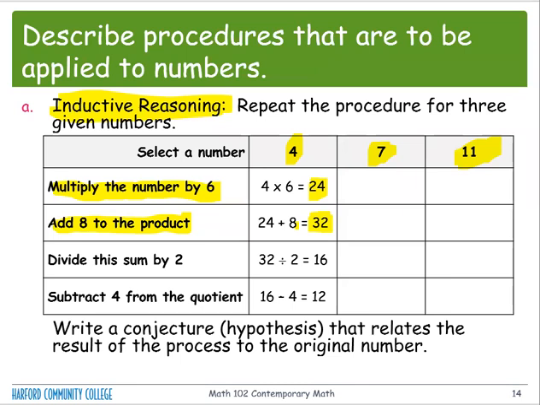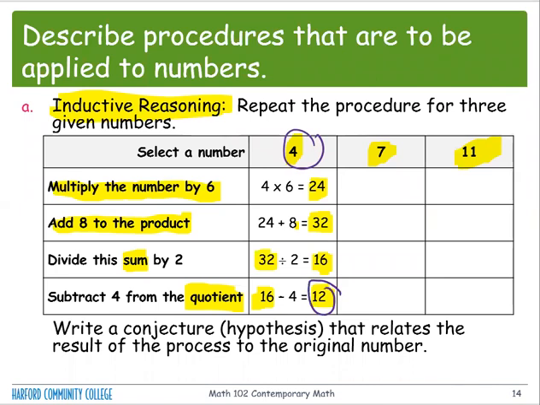Next procedure, divide this sum by 2. The sum, which is the result from the previous procedure, in this case is 32. 32 divided by 2 is 16. Next, subtract 4 from the quotient. The quotient is the result from the previous procedure, which is 16. So 16 minus 4 gives 12. From the given number 4 we get the result 12. Now we're going to see a couple more examples.